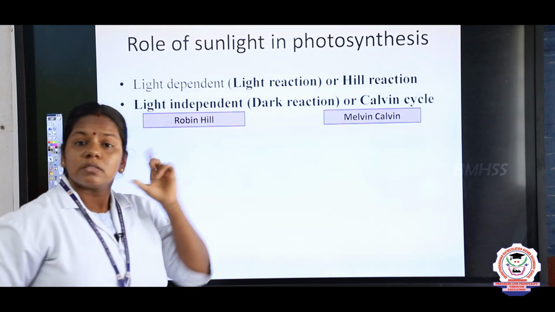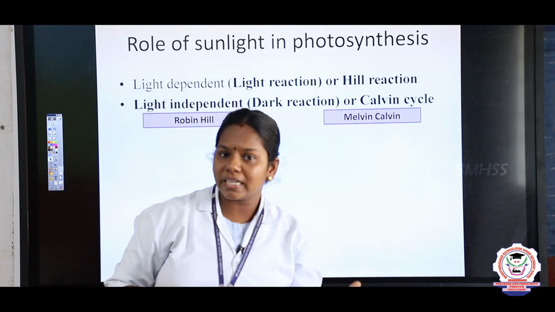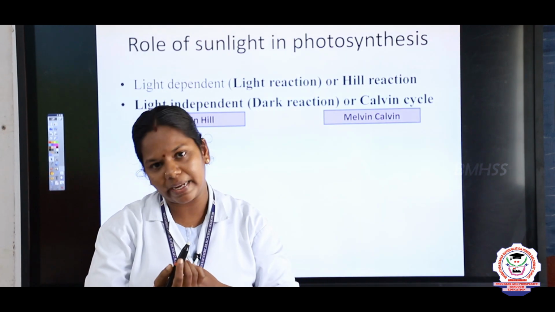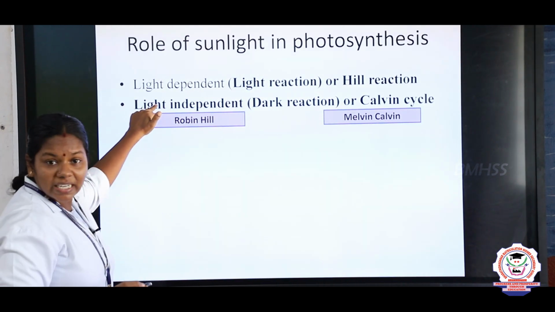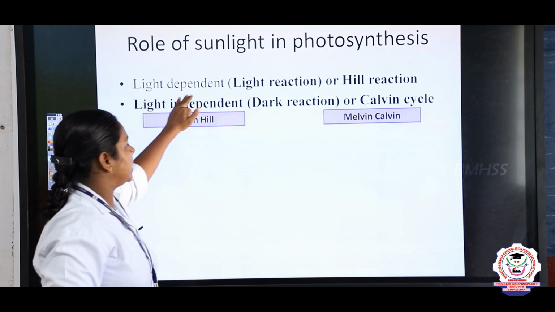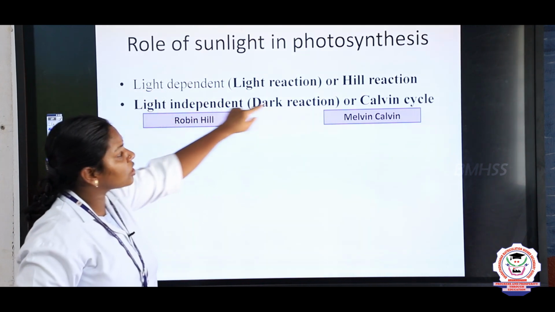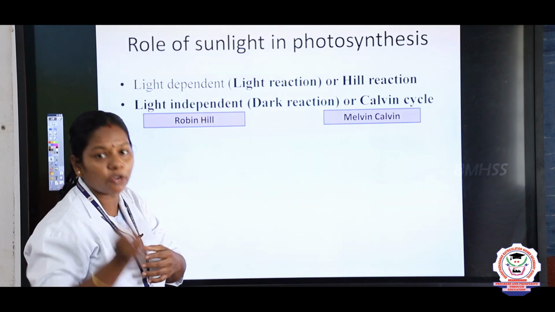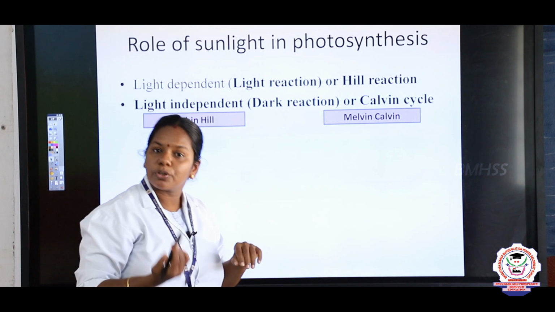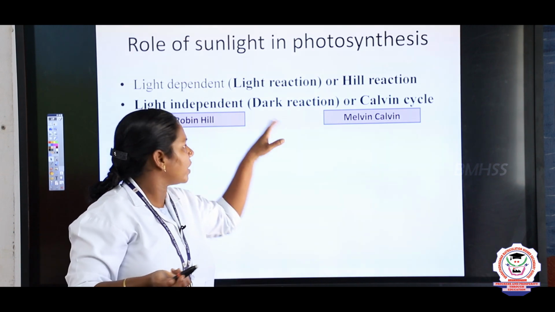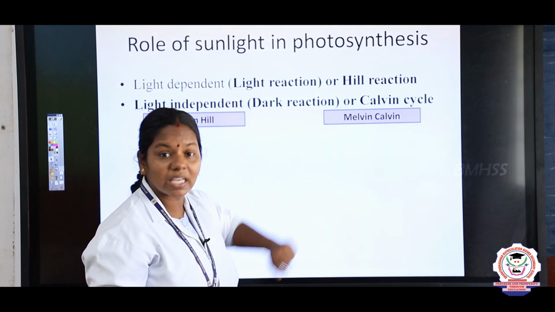And so plants carry out reactions two times, children. Reactions take place during the light and also in the absence of the light. Since it takes place in the presence of light, it is said to be light dependent. The light reaction is a light dependent reaction and it is also called the Hill reaction. I will tell you why it is called the Hill reaction. And the light independent reaction takes place in the absence of light, that is during the night time. That is said to be the dark reaction, and it is also called the Calvin cycle.